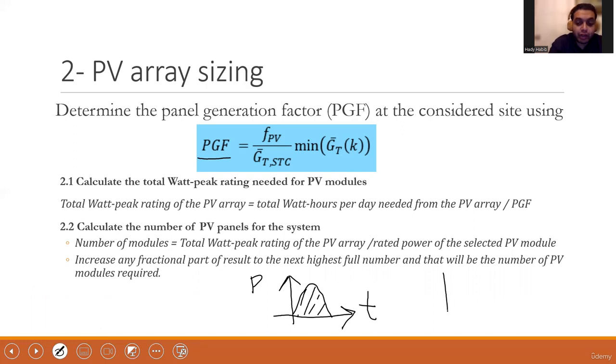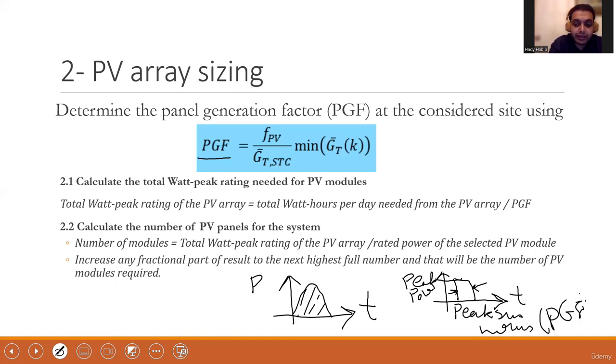In fact, we are going to have the same energy, but in a rectangular shape like this. This is the peak power of the PV array. And this is the peak sun hours of the day, or PGF, as we name it technically.